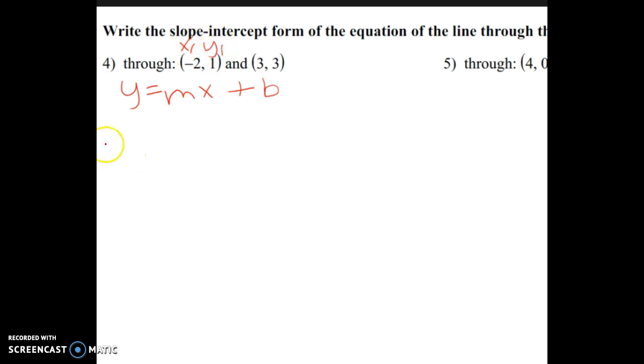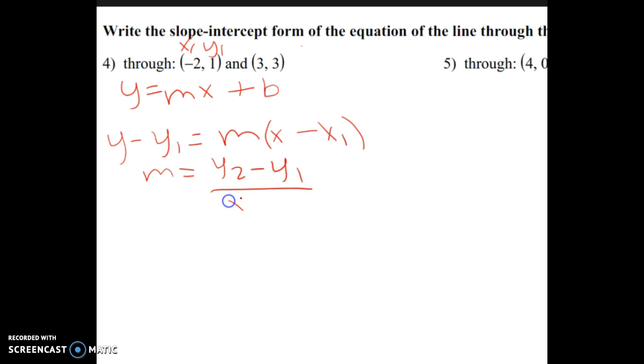When we're talking about point slope form, because we will start with point slope form. That's the easiest to start with in most cases, unless you are given the slope and given the b-value. But we don't know the slope. We need to use the slope formula, which is m equals rise over run. So y2 minus y1 over x2 minus x1. So let's label 3, 3 as our x2, y2. We're going to plug this in.